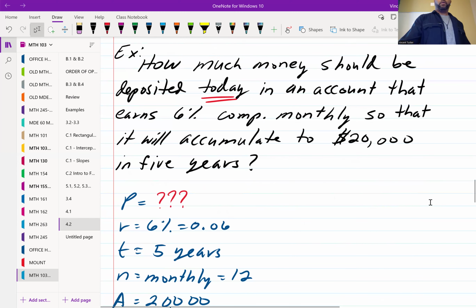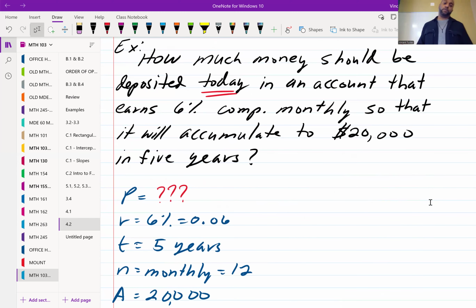Right. So once again, when it comes to these word problems, I'll let you go ahead and list out what each letter represents based on the given information that we have. So my P is what's going to be unknown, because that's why I want to know, what am I going to deposit today? R is 6%, so it's 0.06. T is 5. N is 12 because it's monthly, and then A is 20,000.